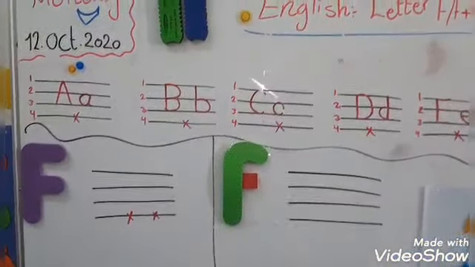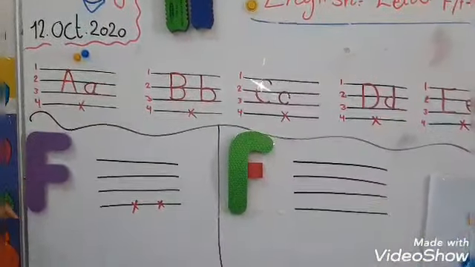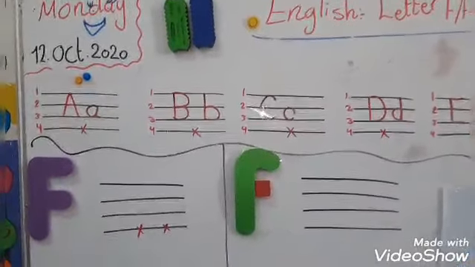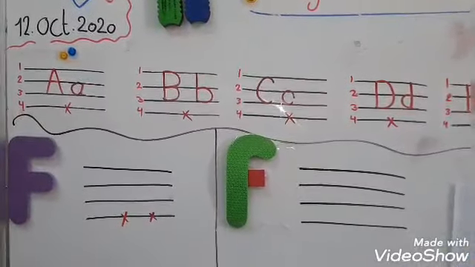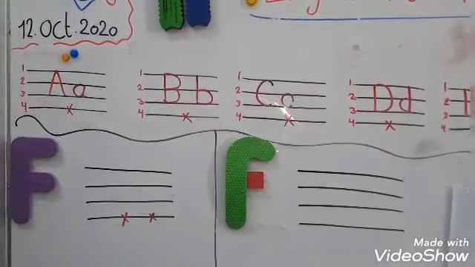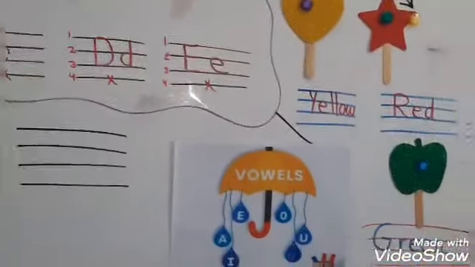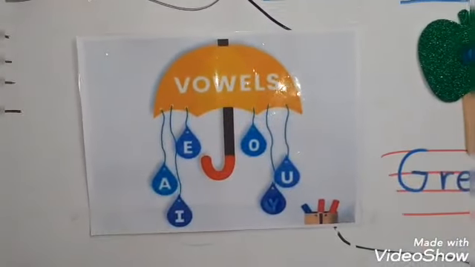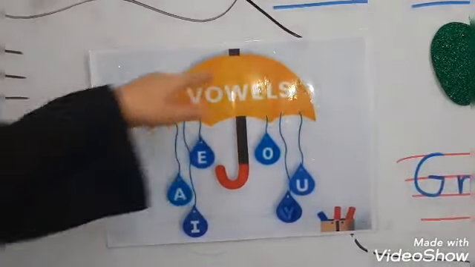And today we will revise capital F. We already spoke about capital F as a letter in the alphabet. And we already said yesterday, capital F is a consonant. Look at the vowel chart. There is no capital F. So capital F is a consonant, not a vowel.